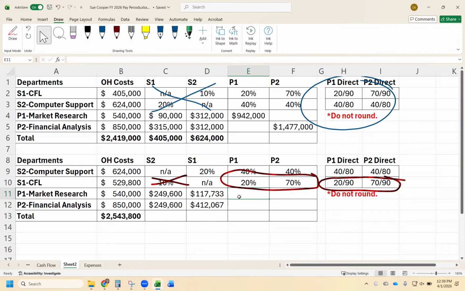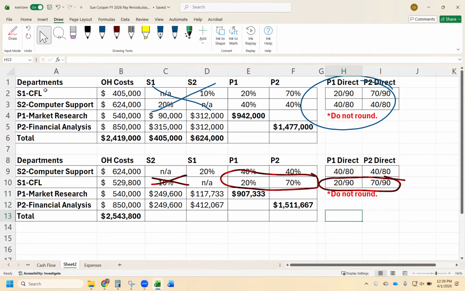Okay, so then the total for P1 is these three, 907.33. And the total for P2 is those three, 1,511,677. When you do this allocation with the direct percentages, make sure that you don't round that division, round off those repeating decimals, or it'll give you the wrong answer.